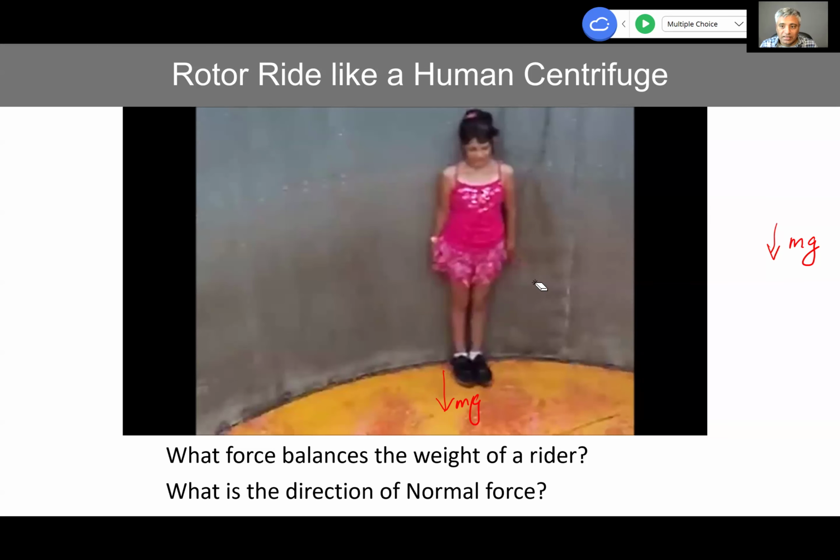Keep that question in mind. What force keeps the person in place, or keeps the person from falling down? And then what is the direction of the normal force in this case, when the person is spinning on that cylinder? So I'll show you the video.